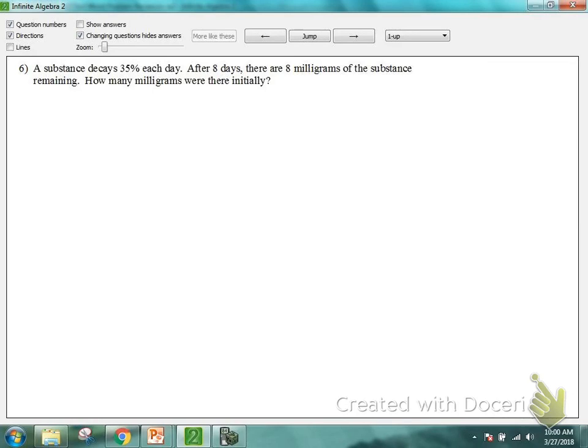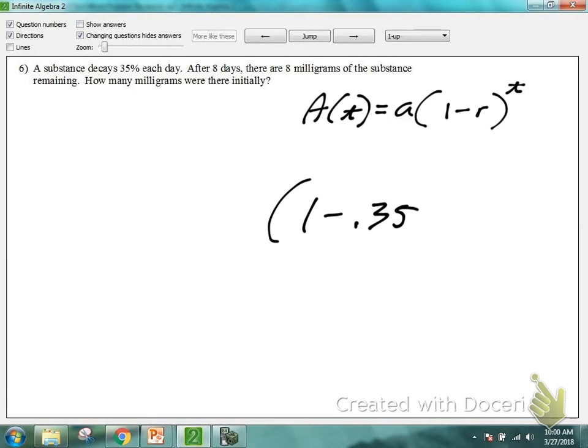First off, are we growing or are we decaying? We're decaying. Okay, that's pretty easy. It says decay in the problem. So we have A of t equals little a, parentheses, 1 minus r, to the t power. That's the equation we're going to use, okay? What rate are we decaying at? No, what rate? 35%, so we need to use 0.35, right? So 1 minus 0.35. What's our time frame? 8 days. Okay. Now, read the problem carefully. After 8 days, there were 8 milligrams of the substance remaining. How many milligrams were there initially?